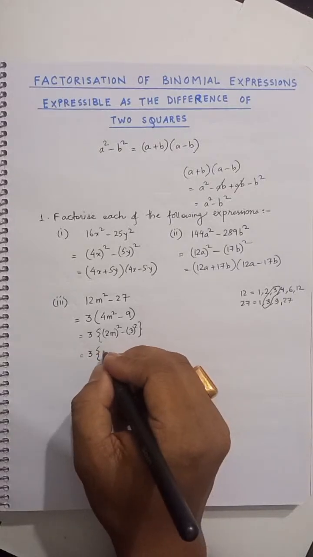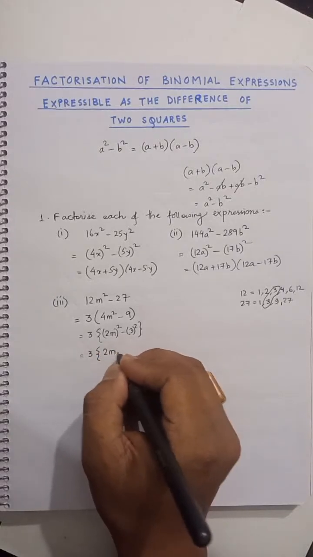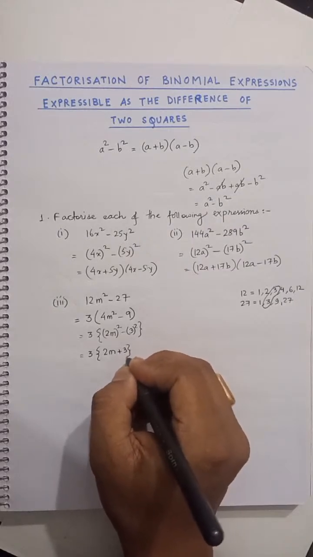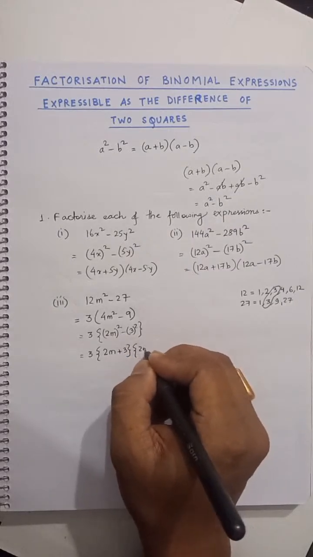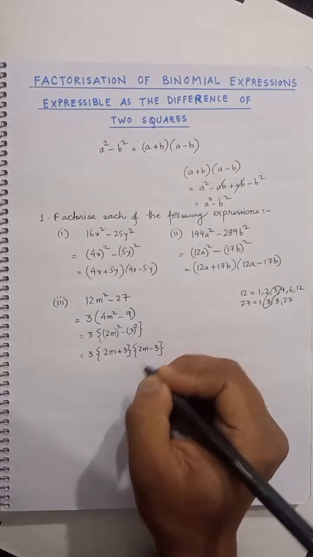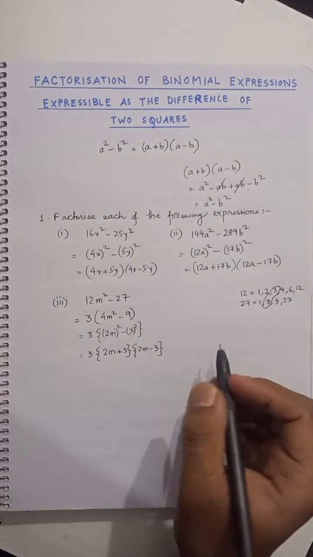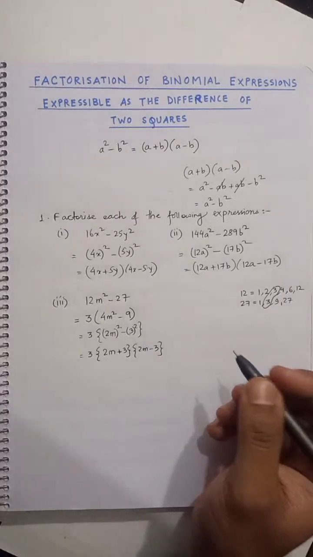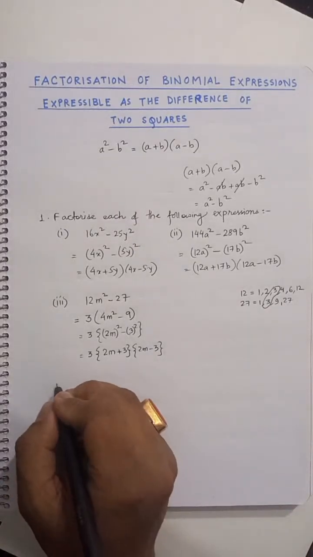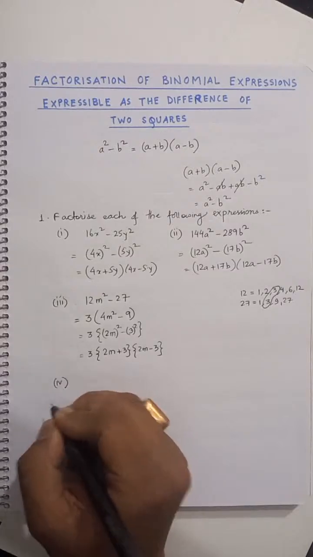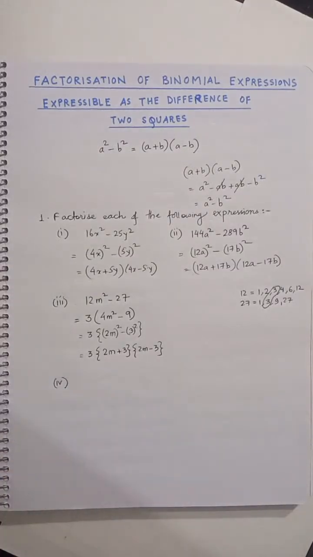So our answer is 3 into 2m plus 3, 2m minus 3. Okay. So this is our solution. So we'll try a few more questions. Question number 4. Let's see, at least we'll do 10 to 15 questions today.